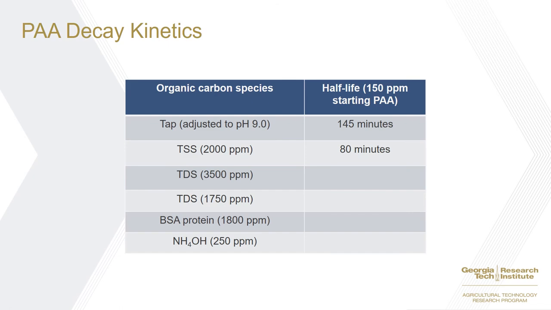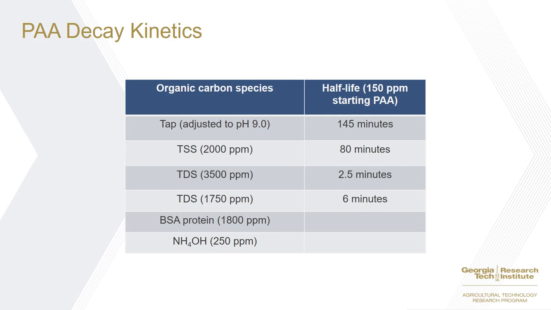When we look at the total dissolved solids, we started with 3,500 parts per million and 1,750 parts per million. From this table, you can see that TDS has a huge effect on PAA stability. We have half-lives ranging from 2.5 to 6 minutes for the 2 TDS concentrations. With this interesting data, we started to investigate what makes up TDS and look at their effects on peracetic acid.